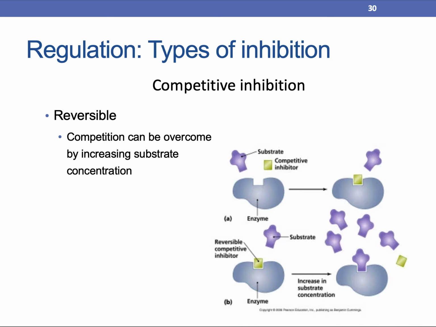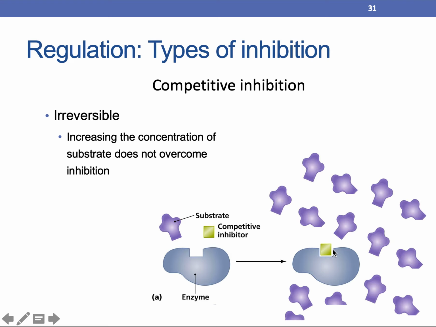So for the reversible types of competitive inhibition, what happens is that whenever there is an increase in the substrate concentration, so you have the competitor, you have the substrates. If we should ramp up the concentration of the substrate, you have more substrate competing with the inhibitor, and therefore the probability of the reaction taking place and proceeding increases. So this is an example of a reversible competitive inhibition reaction.